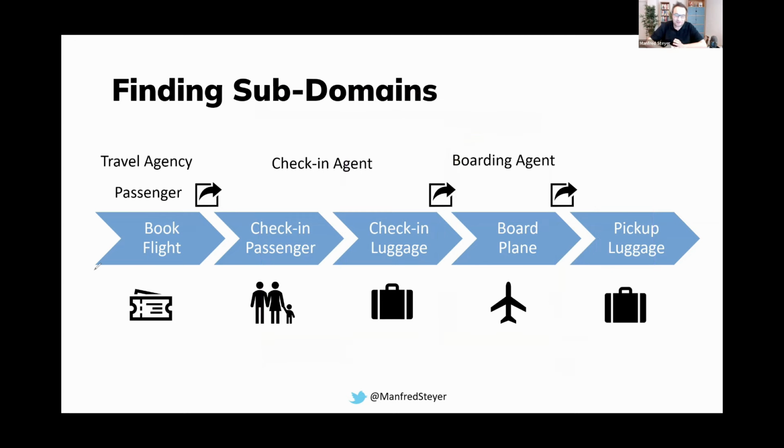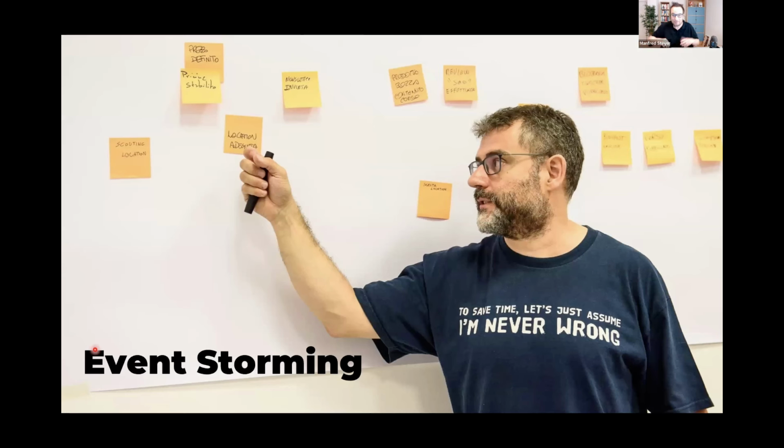Even though this is difficult, I have two things for you that might be relieving. One thing is there is never a perfect domain cut because you always have to go with trade-offs. You always have to go with compromises. And the second thing is you are not alone. You can do this whole game together with other experts. And this is where event storming comes in.